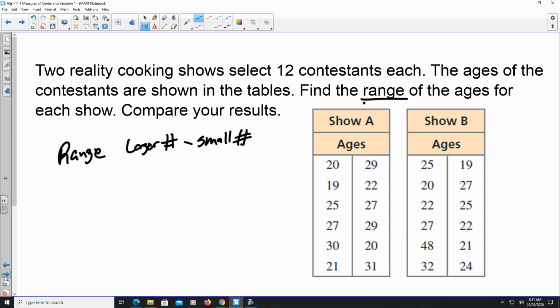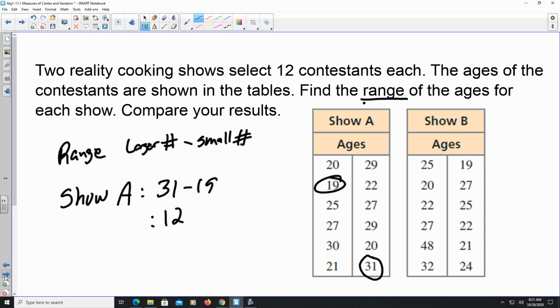So if we look at show A, to find the range of this, we're going to look at the largest number. The oldest person in this case, I believe, is 31. So I'm going to put 31, minus the youngest person, which was 19. So 31 minus 19 is 12. So my range for show A is 12.